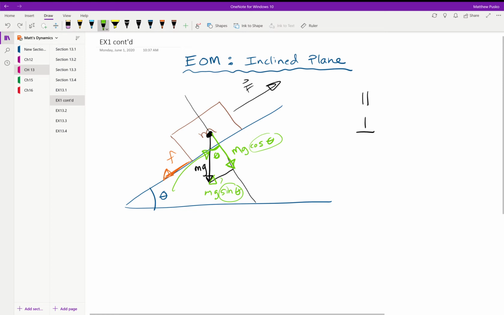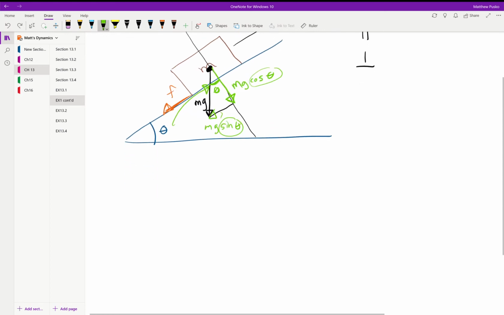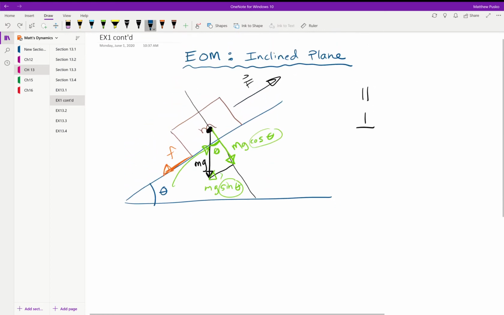Alright, so the next step would be summing the forces. If I sum the forces in the parallel direction, that would be up and down the plane. So in this direction, I get some force pulling up the plane. And we can get rid of the vector because we know which direction it's going. I get a frictional force opposing it.